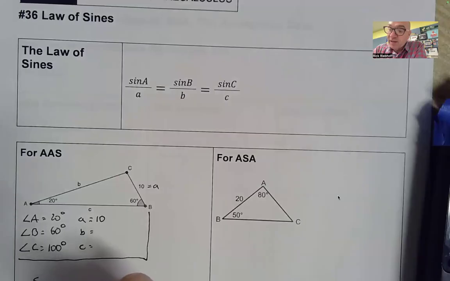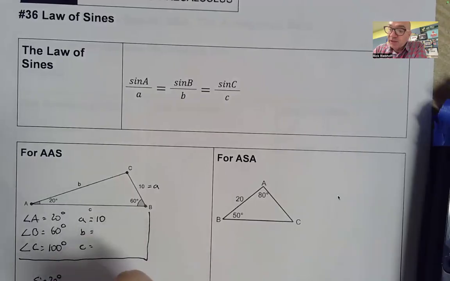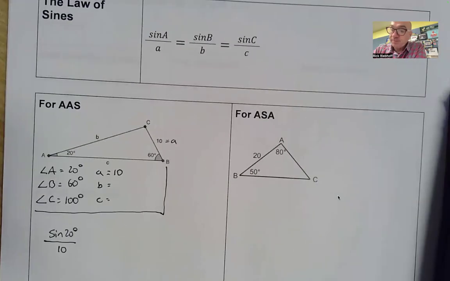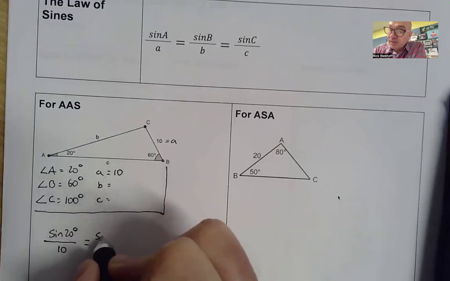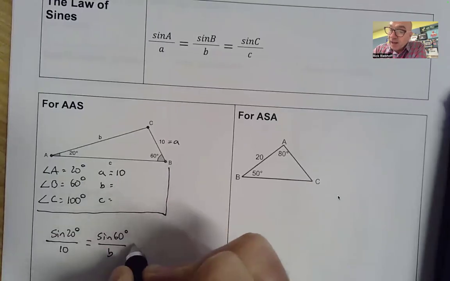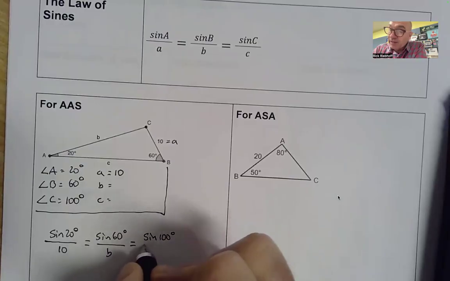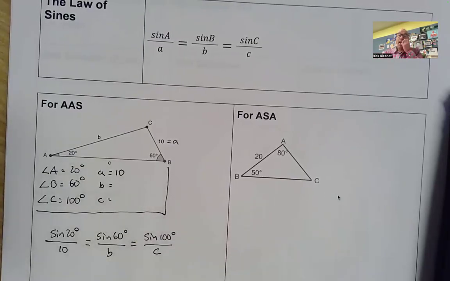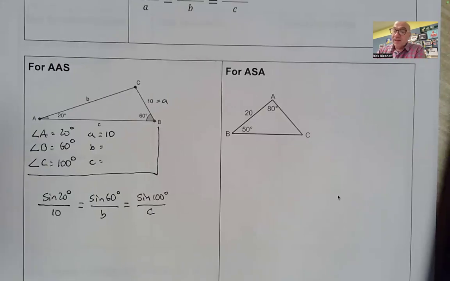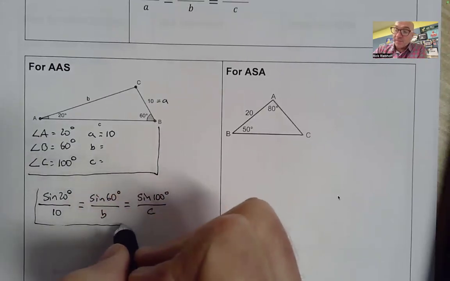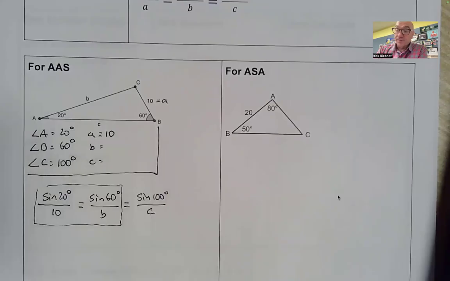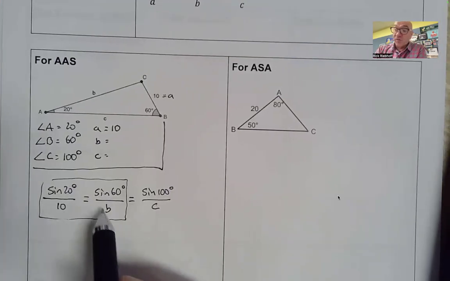So I'm going to write that down. Sine of 20 degrees over side A, which is 10, has to be equal to sine of 60 degrees over B. And that also has to be equal to sine of 100 degrees over C. Okay. And all I need to do now is take two of them at a time. So I'm going to take these two and solve for B.